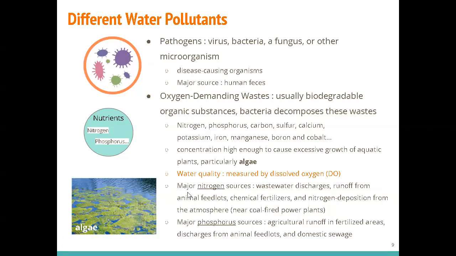Okay, so there are different nitrogen sources. So every time when you take in the protein, sometimes our bodies cannot store the protein, right? You will release the protein back to the nature. Then that's the nitrogen sources. So wastewater discharges, runoff from animal feedlots, chemical fertilizers, they all contain nitrogen. And also phosphorus sources. Phosphorus is coming from the fertilizers mostly, or domestic sewage. So these are the major problems, so we deal with them first, okay?